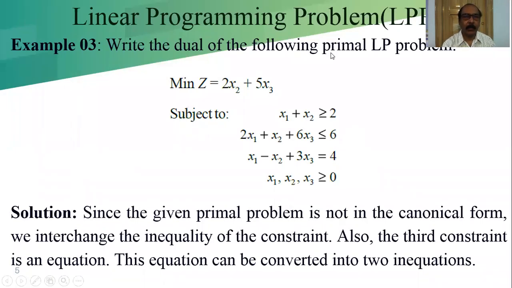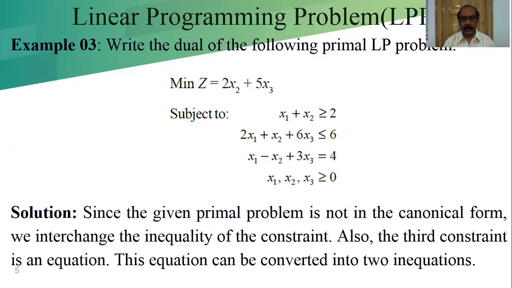Let us consider a problem. You have to find the dual of the following primal. Minimize z equals 2x2 plus 5x3, x1 is not there. Subject to the conditions x1 plus x2 greater than or equal to 2, 2x1 plus x2 plus 6x3 less than or equal to 6. Since it is a minimization problem, we have to convert this less than or equal to constraint to greater than or equal to. Again, x1 minus x2 plus 3x3 equals 4.